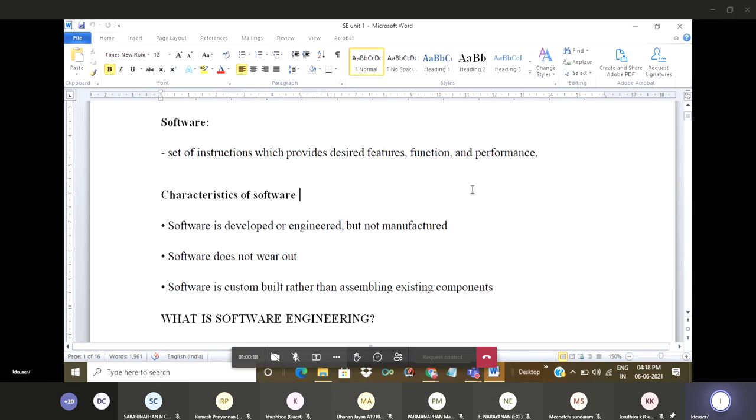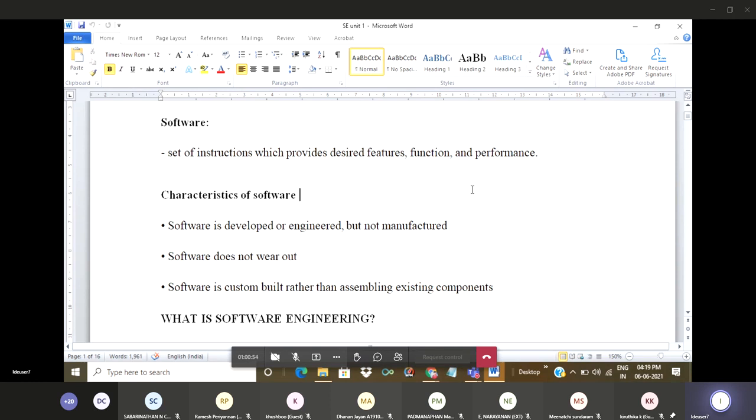If you give input in a particular software programming language, it gives us an output. So we have to instruct the computer to do certain things. So what are the characteristics of software? Software is developed, engineered, not manufactured. Software accessories can be manufactured, but software must be developed using a programming language. It cannot be manufactured.